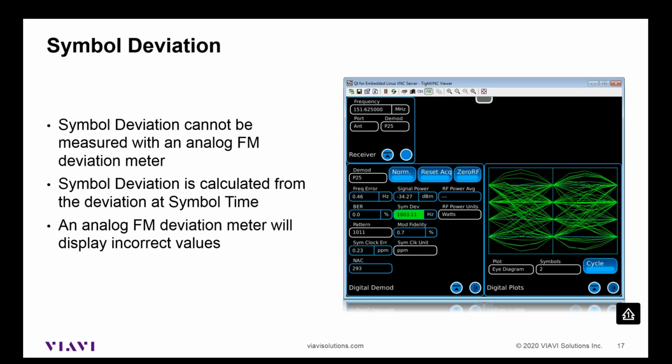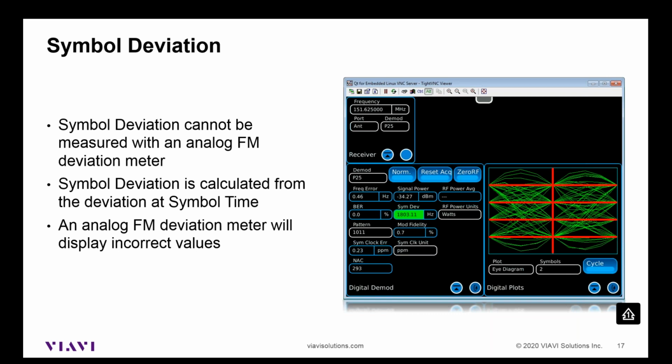And with the digital plots on the right, you can visually see that symbol deviation is what it's supposed to be. Once again, there's no analog equivalent to that, so you have to use the right meter for doing this. Symbol deviation, you can also, again, on the eye diagram, at symbol time, which is the vertical line there in the middle, you can kind of see that those crossing points are occurring where they're supposed to.